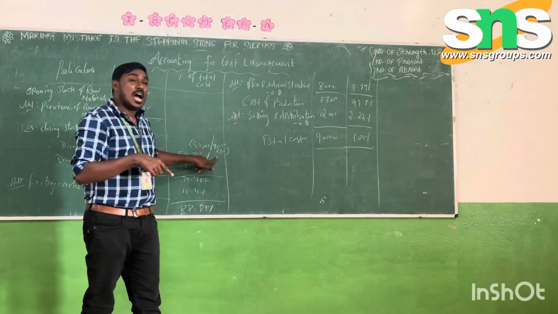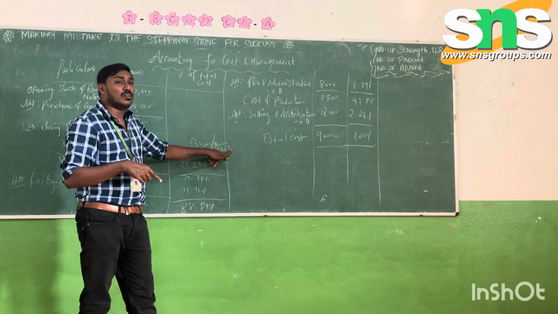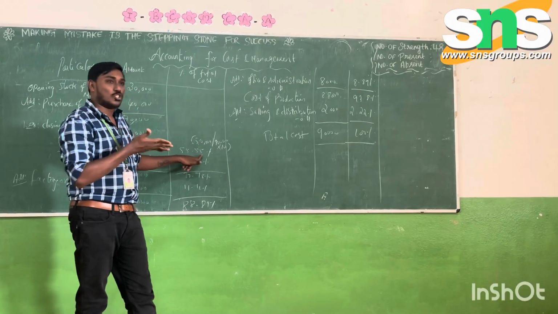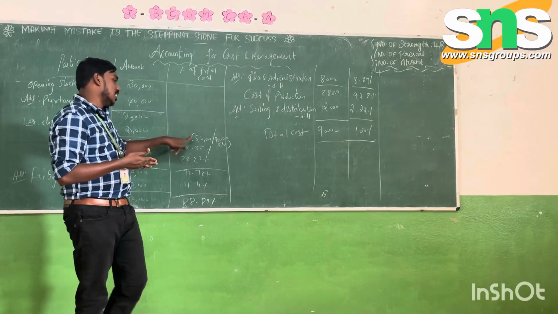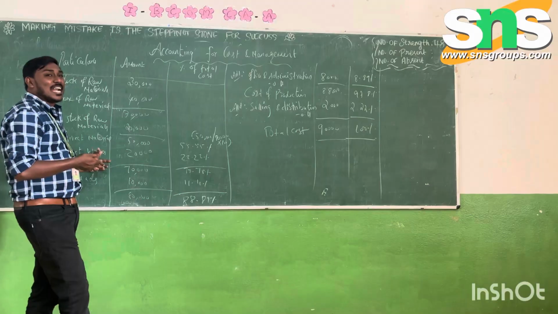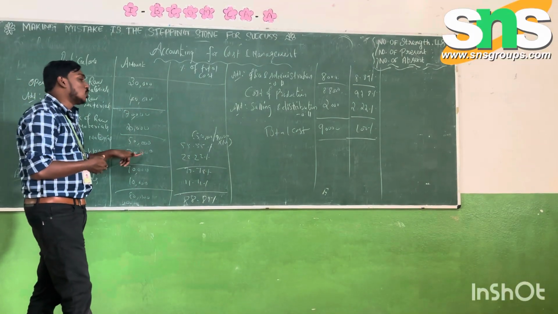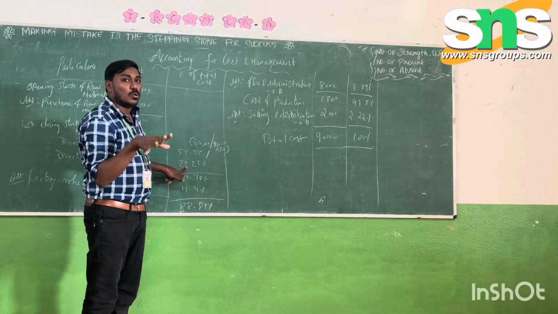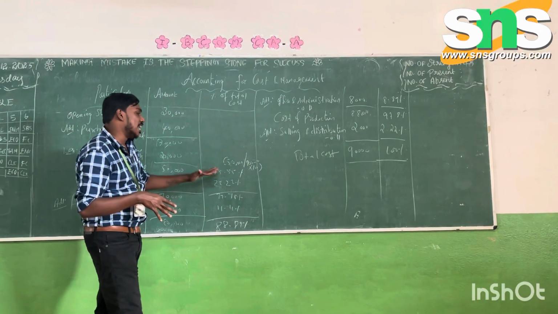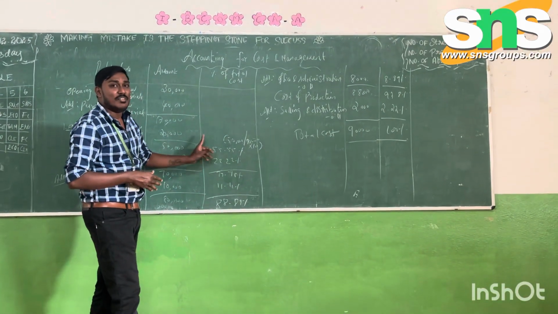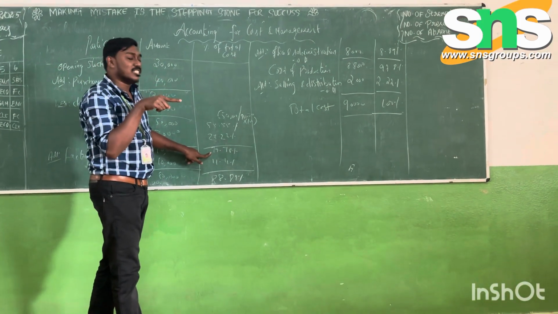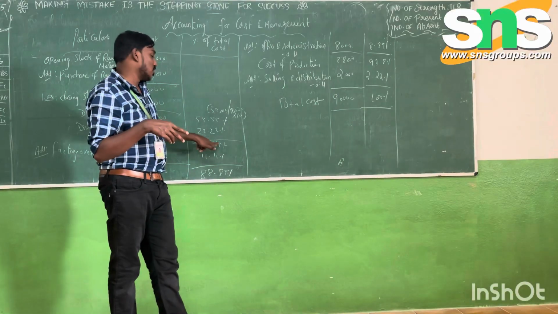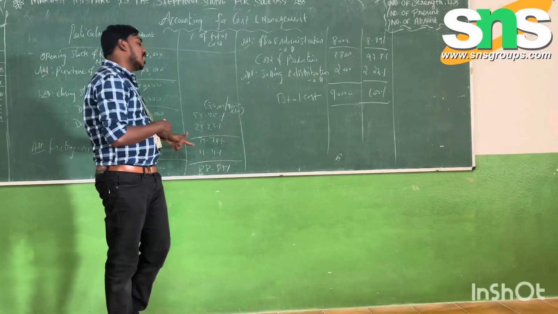So 50,000 divided by 90,000 into 100 gives 55.55. That is the percentage of direct material. The same for wages: the direct wages is 20,000. So 20,000 divided by 90,000 into 100 gives 22.2. With these two things, the direct material and the direct wages, we can add them. If we add them, the answer is 77.78%. That is the prime cost percentage.